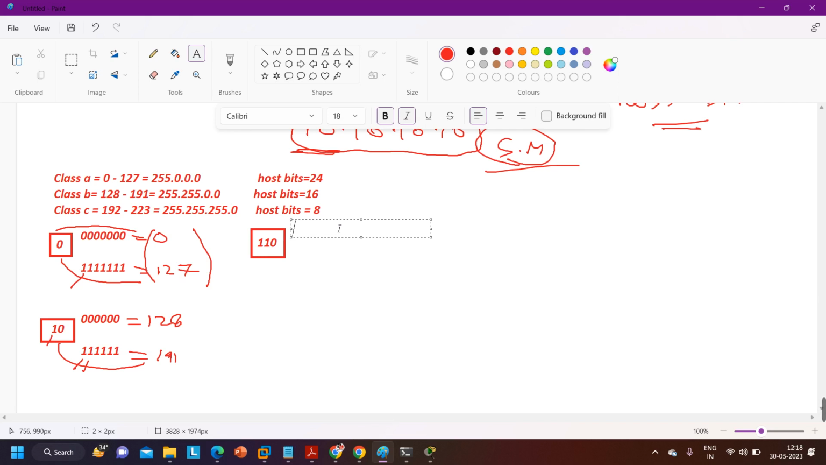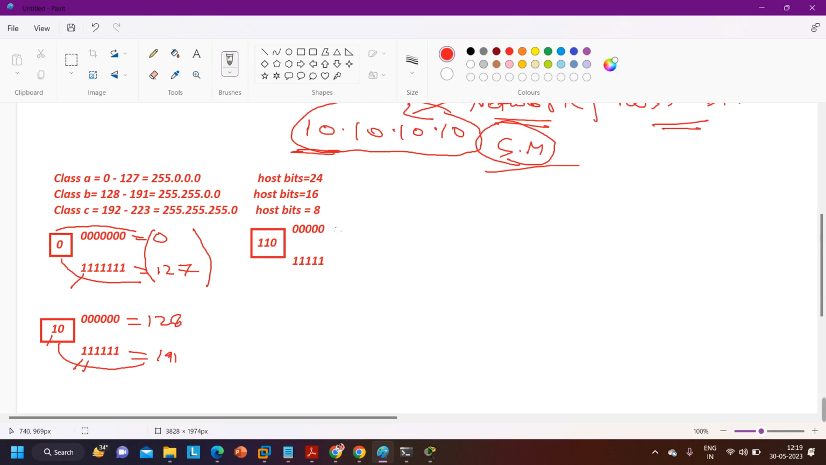So here we have reserved 3 bits. So how many free bits are there? 5. So if the 5 bits are 0 and if the 5 bits are 1, tell me what will be the minimum value and what will be the maximum value over here. You will get 192 here, and here you will get 223.